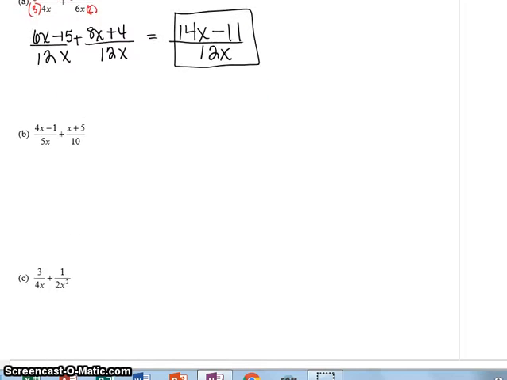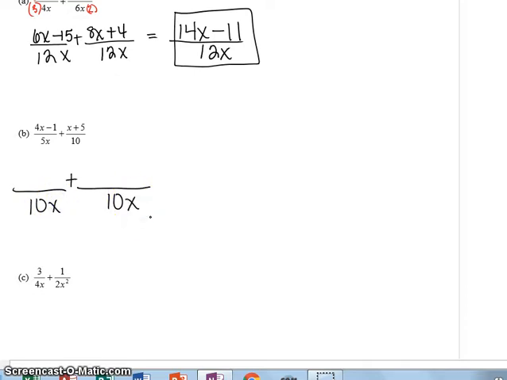Okay? Part B. You have a 5x and a 10. So 5 and 10 can both at least go into 10, but one has an x, so you need to make sure it at least has an x. Okay? So then you're going to say, how can I change a 5x to a 10x? You multiply by 2. So what you do to the denominator, you also have to do to the numerator.